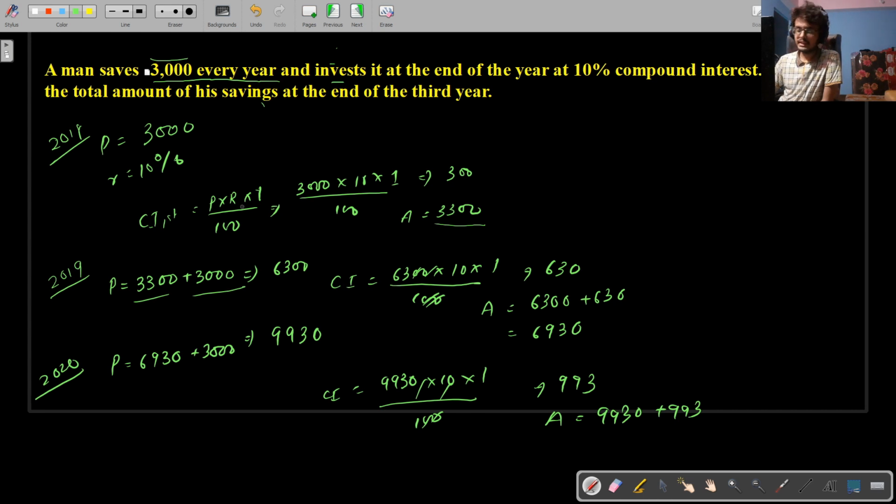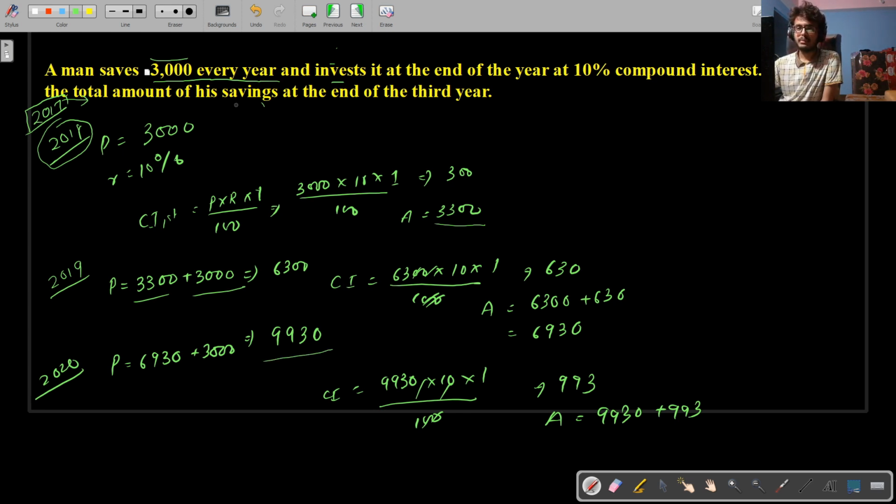If you are calculating the interest for 2018, his first year is 2017, because he saved that money during the 2017 year. For that money he is getting interest of 10%, so the interest becomes 300. On top of that, he's saving 3,000 more every year. So for the next year it will be that amount plus 3,000. The interest will give 6,930, and for the third year he's saving 3,000 extra.